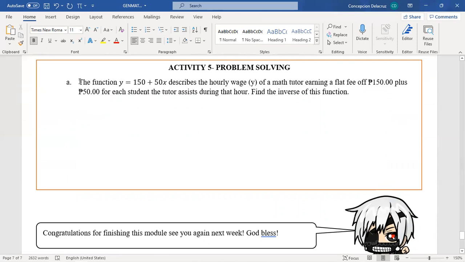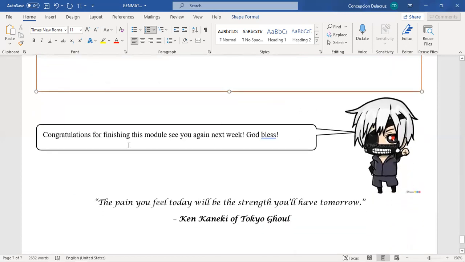And for the fifth activity, the last activity, is problem solving. You're going to solve this problem. The function y is equal to 150 plus 50x describes the hourly wage, denoted as y, of a math tutor earning a flat fee of 150 plus 50 for each student the tutor assists during that hour. You're going to find the inverse of the function.